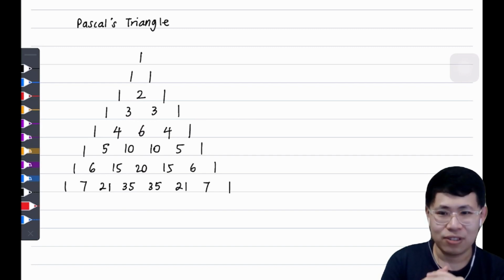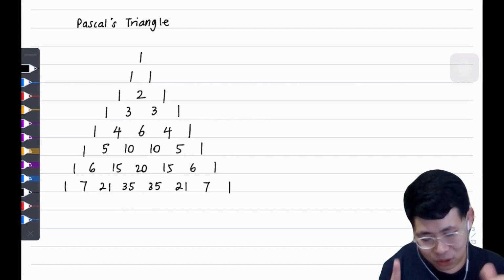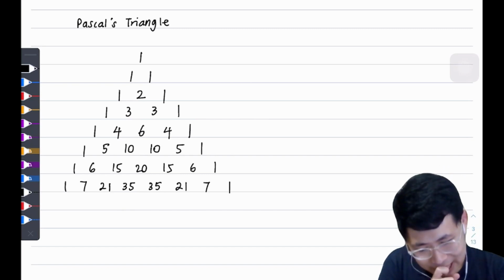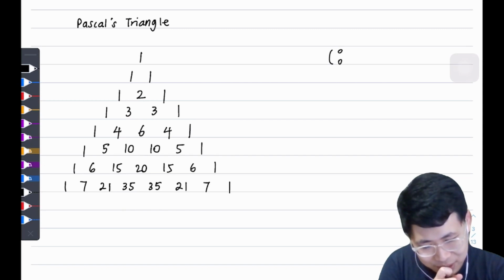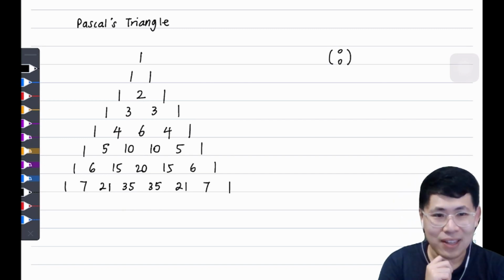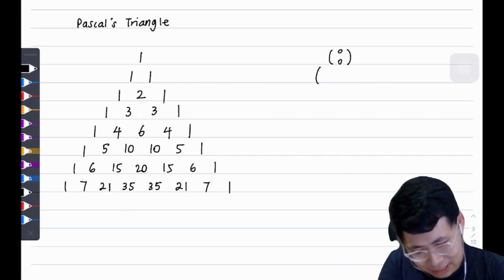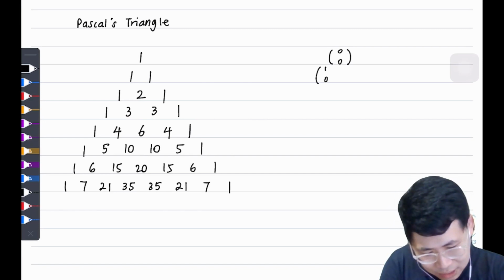And what is it actually? Yeah? It actually correlates to this number. So this number on top, 1, right? Actually 0 choose 0. Is it? Yeah, correct. 0 choose 0. Okay, then the next number over here is 0 choose, no, sorry, it is 1 choose 0.